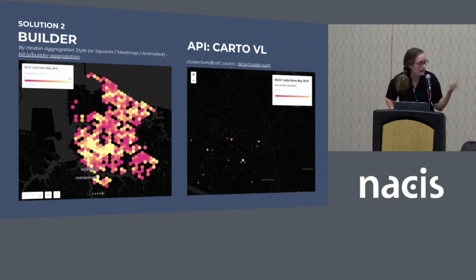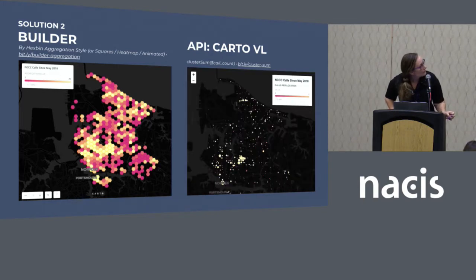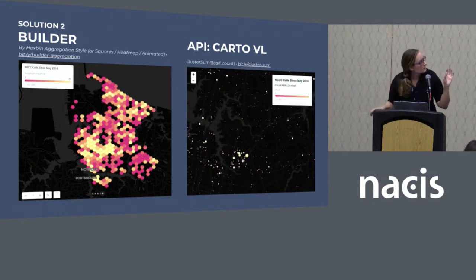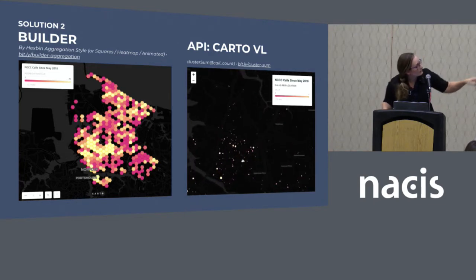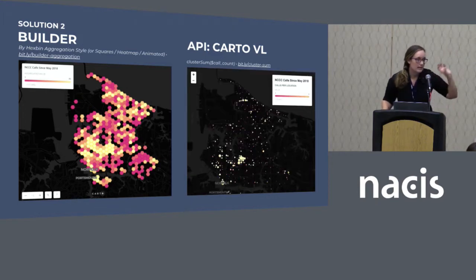The answer here is to aggregate again. So Builder gives you some good visualization options for that. Like once you import your data and make a map layer from it and you open that up, you're presented with some layer style aggregation options. So here I'm using hex bins, but you could also aggregate it into squares if you wanted to, or a heat map. We also have animated maps, so that would aggregate spatially, but also by time.